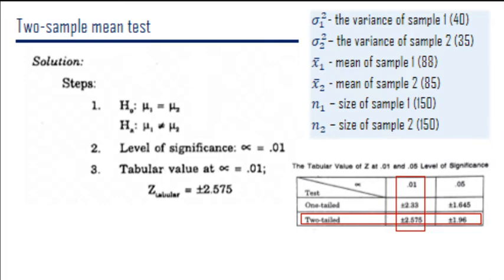So, the null hypothesis is mu1 is equal to mu2. And then, the alternative hypothesis is mu1 is not equal to mu2. So the level of significance, alpha is equal to 0.01 that is given, and the tabular value at alpha equal to 0.01. So paano ma-determine ang tabular value natin? Ang level of significance natin is 0.01, and two-tailed siya kasi ang alternative hypothesis natin is mu1 is not equal to mu2. So the intersection of the two-tailed and 0.01 is positive, negative 2.575.